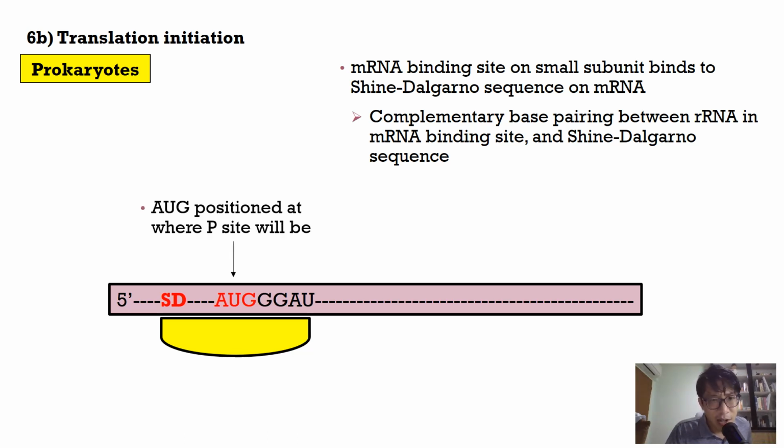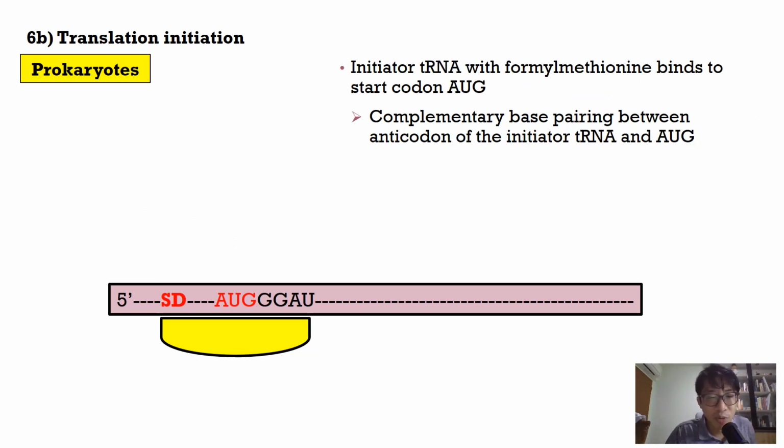After that, the start codon would be nicely placed where the future P site will be. The P site is found on the large subunit, which will combine later. So once the large subunit binds, the P site will be right at the AUG start codon. The next thing that happens before the large subunit binds is the binding of the initiator tRNA that carries the formylmethionine. The anticodon of the initiator tRNA is complementary to the start codon.